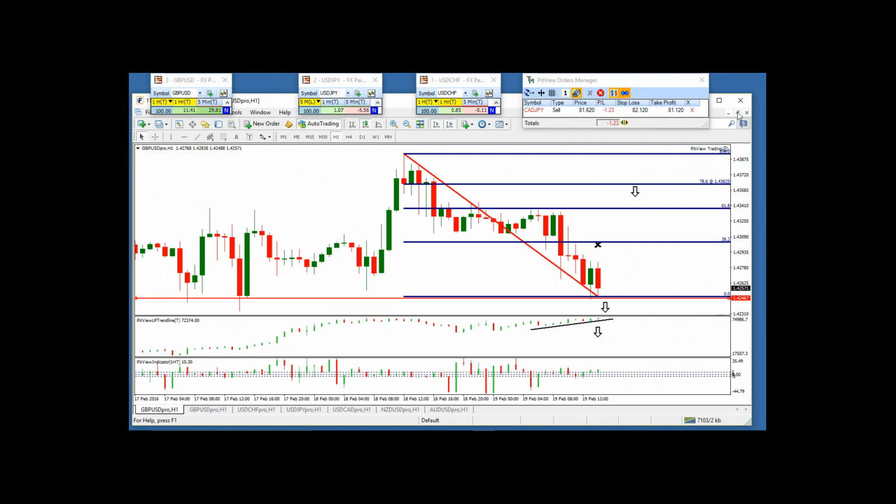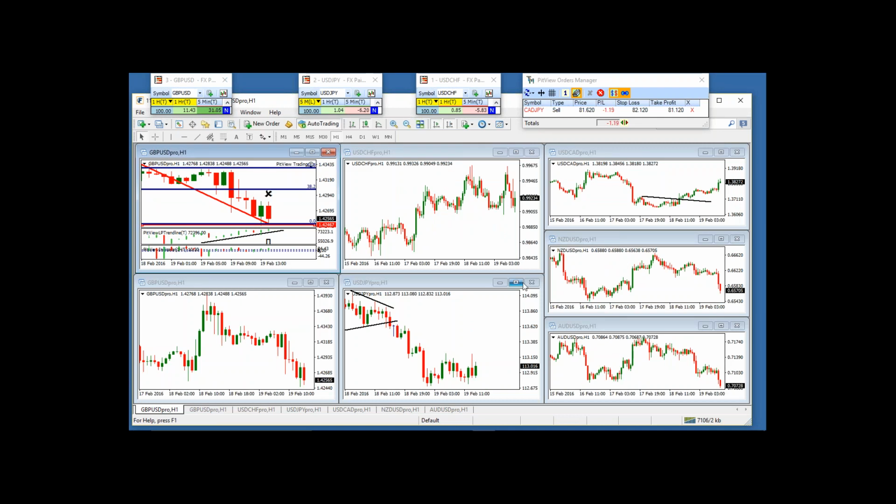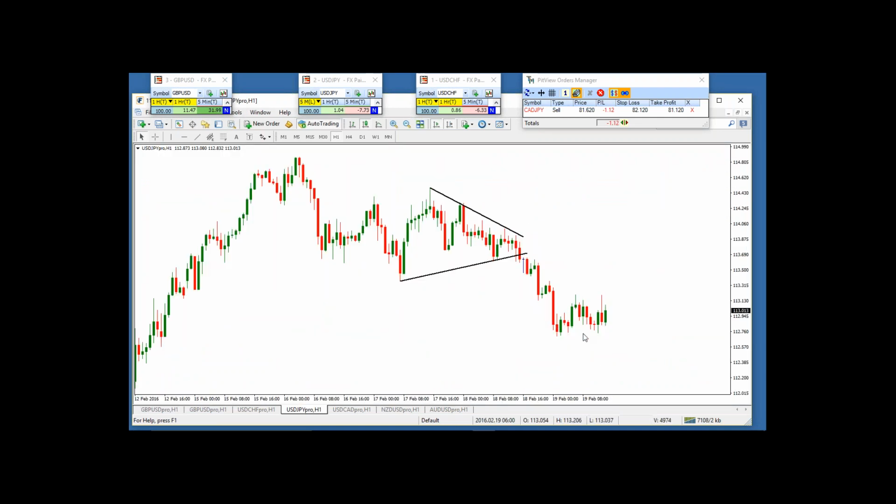And also, dollar yen is probably giving a better indication. You know, we like to cherry pick the trades here. That would be a better buy indication.